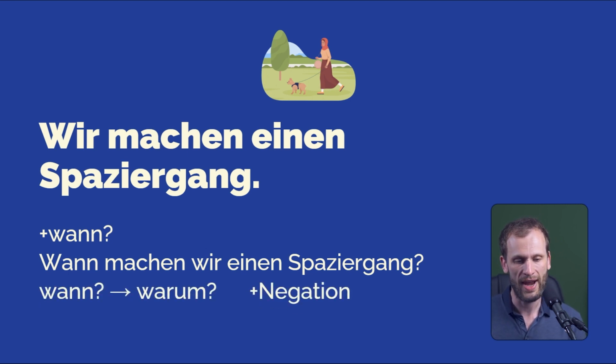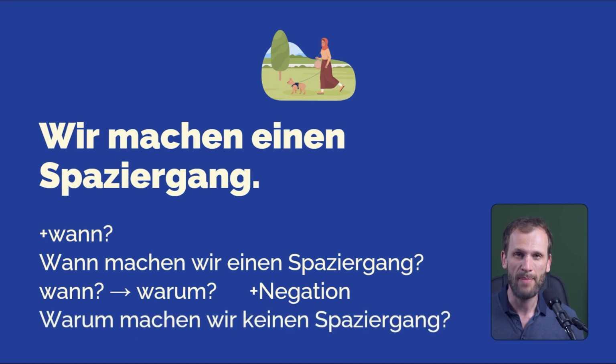Now I want you to change from wann, when, to warum, why. So a different kind of question word. And also add in a negation. So why are we not going for a walk? All right? In German, how would you say that? Warum machen wir keinen Spaziergang? Here we want to negate the noun, einen Spaziergang. And you can do that by just adding a single letter, that's a K. Einen becomes keinen, and that's it. And the second change was just changing wann to warum. So why are we not going for a walk?